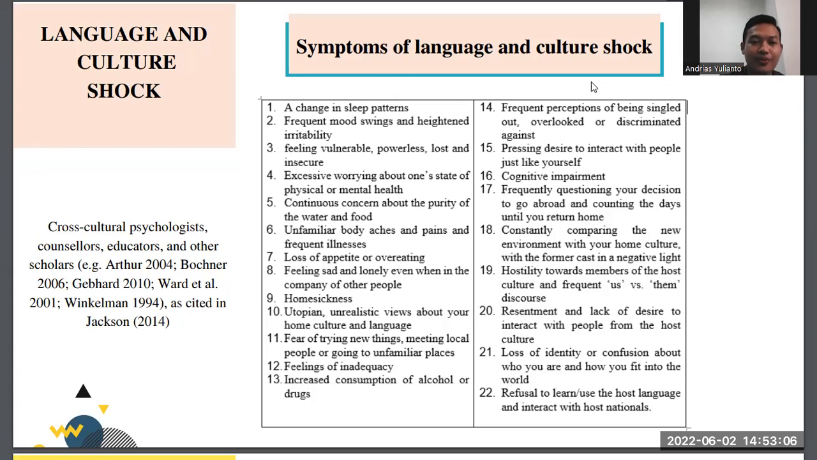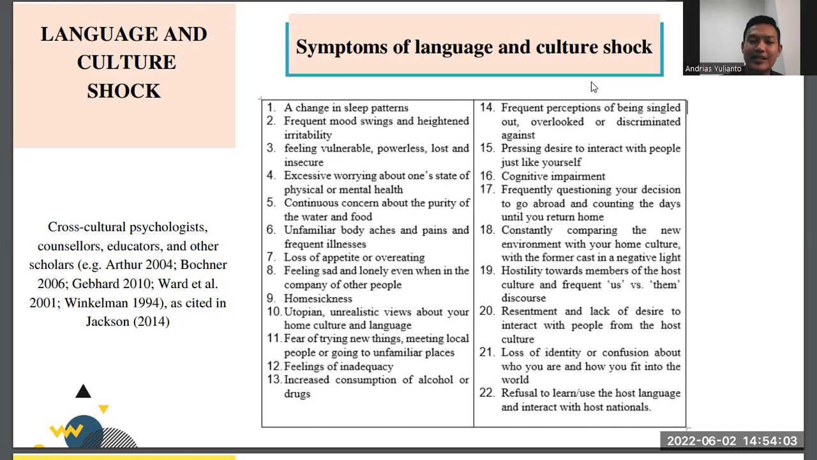Loss of appetite or overeating, feeling sad and lonely even when in the company of other people, homesickness, utopian, unrealistic views about your home culture and language, fear of trying new things, meeting local people, or going to unfamiliar places, feelings of inadequacy, increased consumption of alcohol or drugs, frequent perceptions of being singled out, overlooked, or discriminated against, rising desire to interact with people just like yourself, cognitive impairment, frequently questioning your decision to go abroad and counting the days until you return home, constantly comparing the new environment with your home culture, hostility towards members of the host culture, and frequent us versus them discourse.